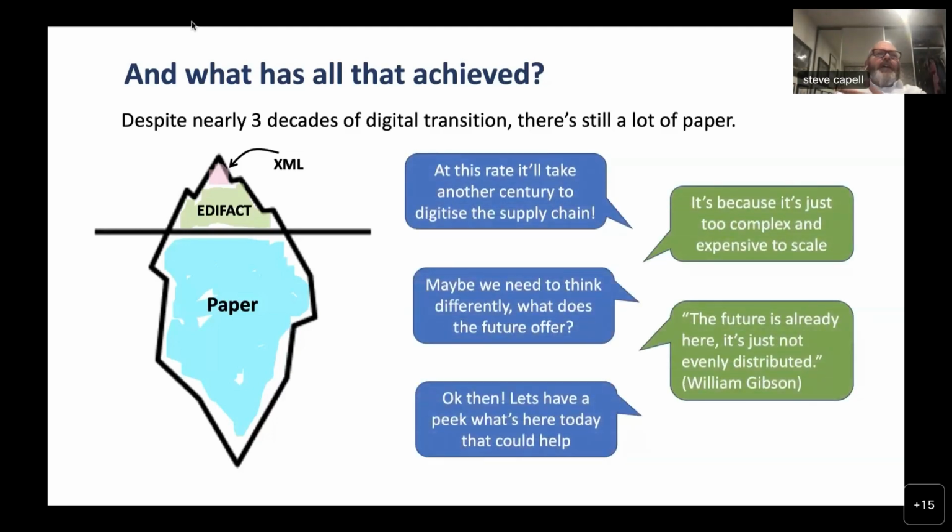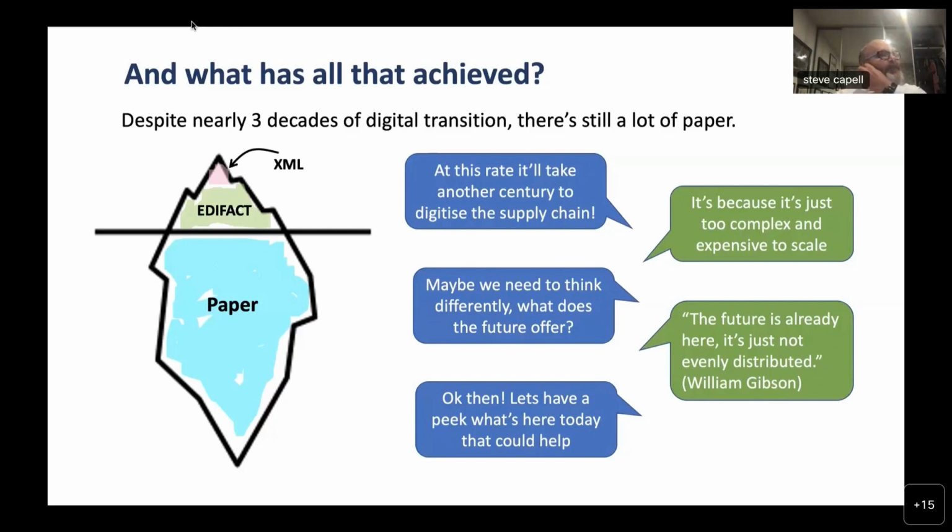So at this rate, 3 decades to get a few percent, it's probably a century if we don't change things to dramatically increase the level of digitization. Why is it so slow? Well, many theories, but one of them might be because it's quite expensive and complex to build integrations. And so smaller players don't do it. So maybe we need to think differently and ask what opportunities emerging technologies offer.